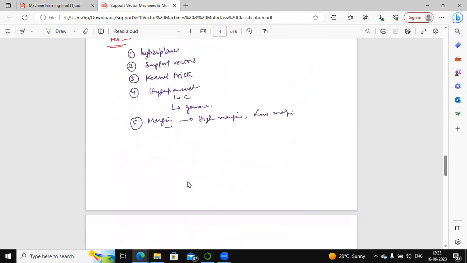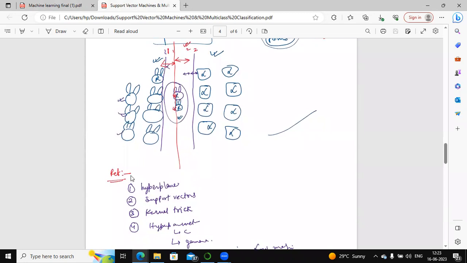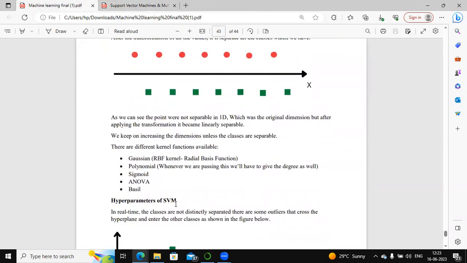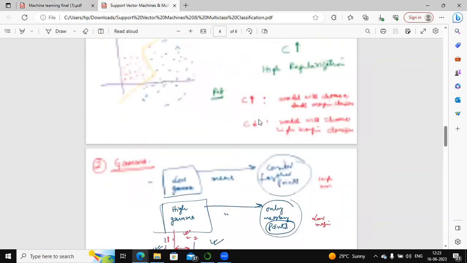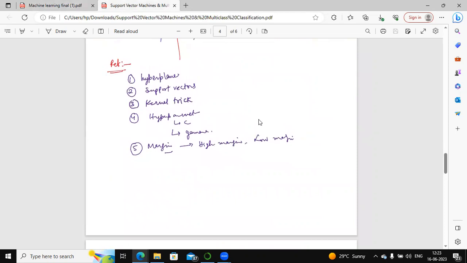Okay. So this was all about the SVM hyperparameters that we discussed. These were the hyperparameters of support vector machine, that is gamma and C. Now moving on, we have discussed the hyperplane.